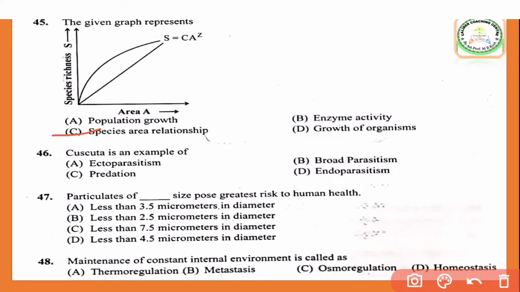Next question, number 46. Cuscuta is an example of ectoparasitism. Option A itself is the correct answer. Particulates of what size pose the greatest risk to human health? So here the answer for this question is option B, less than 2.5 micrometer in diameter. This is a very high risk to human health.